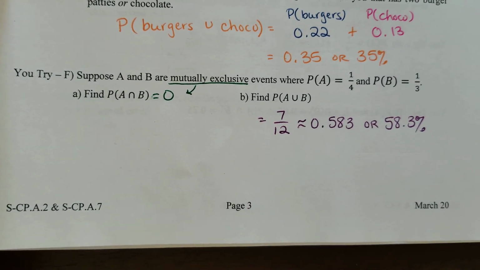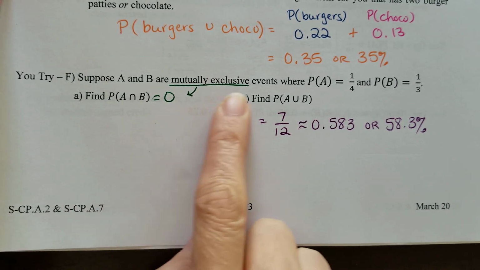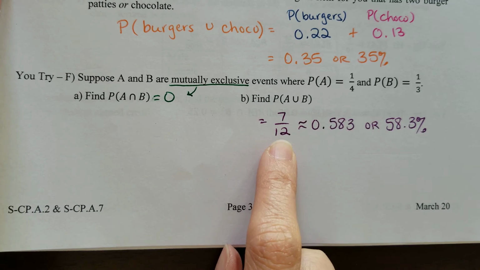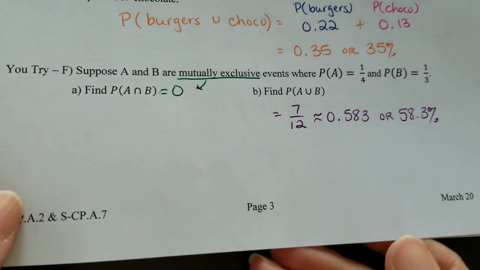Okie dokie. So here is the you try example F. My and is again 0 because they don't have overlap. And my or is 7/12 when I add A plus B together. Okay. And then I'm going to turn the paper.